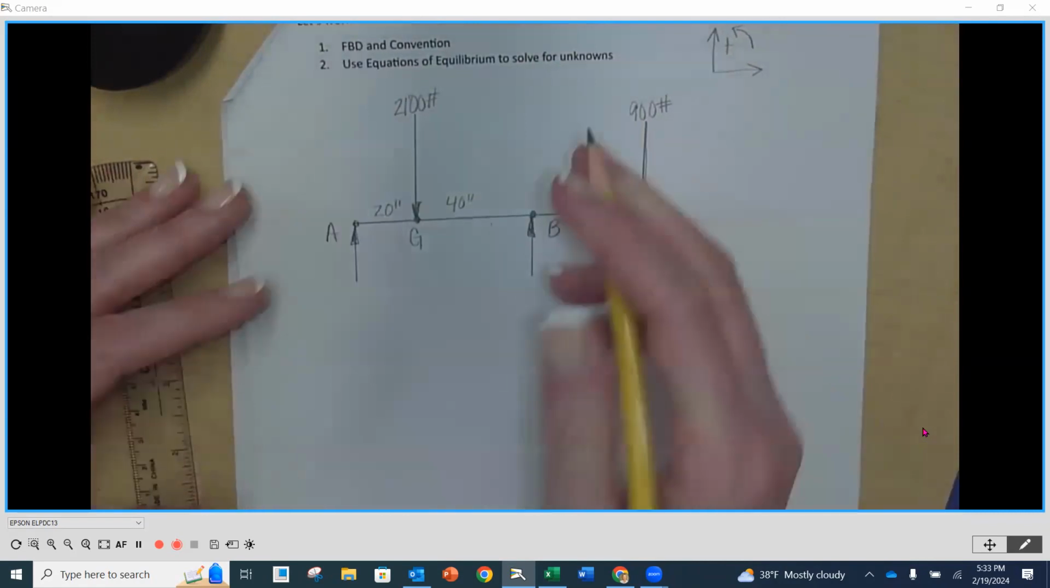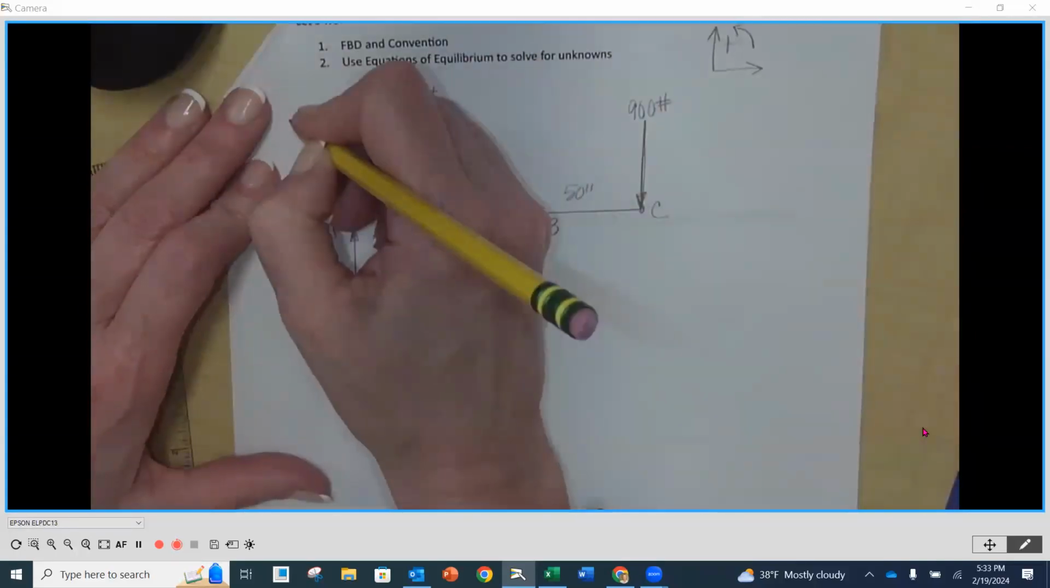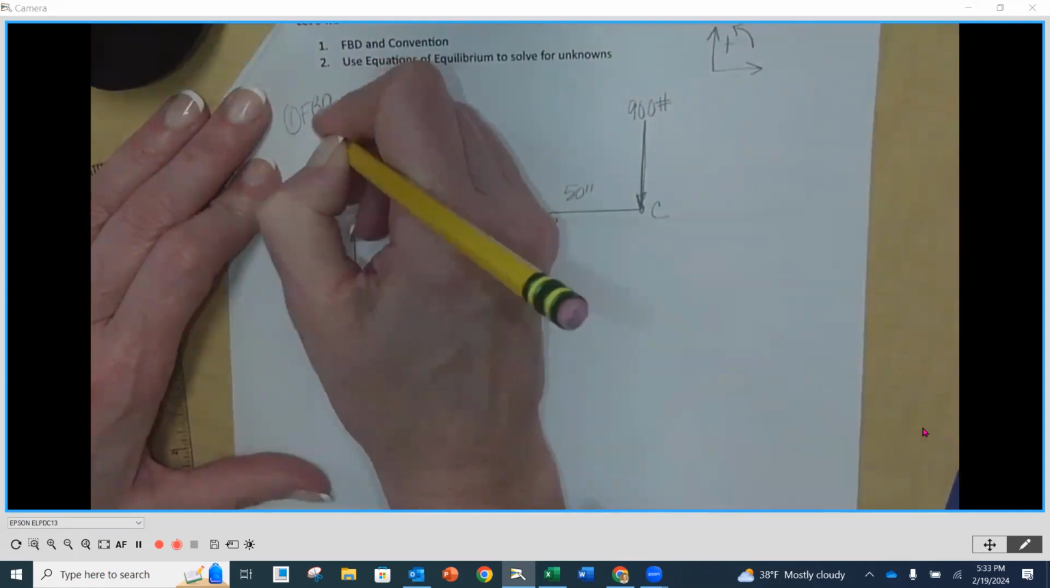I'll let you know if we assumed the right direction. It'll be right at the end. I know, I'm getting excited. It's going to be good. All right, free body diagram questions, anybody? So this is our step number 1, free body diagram.